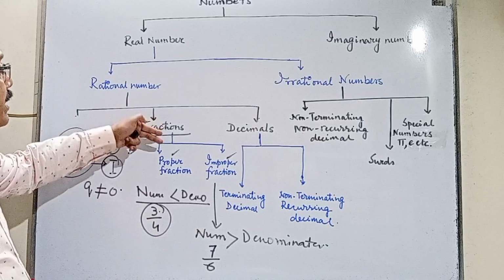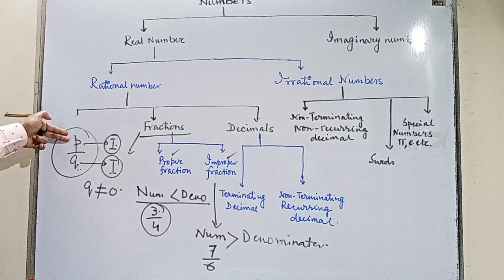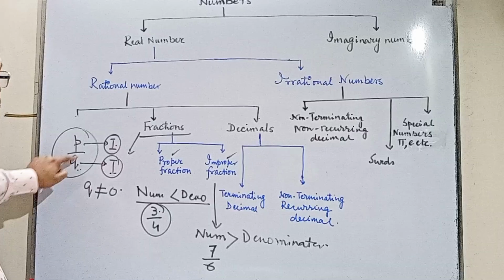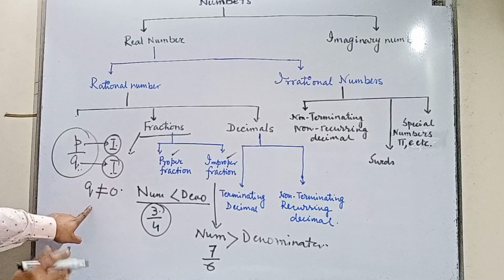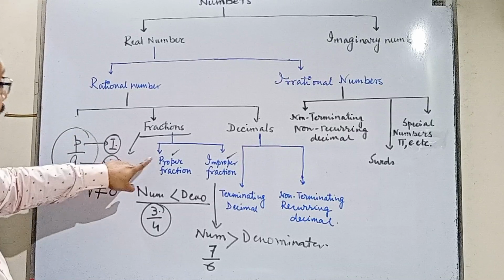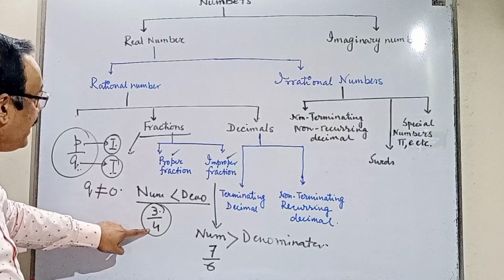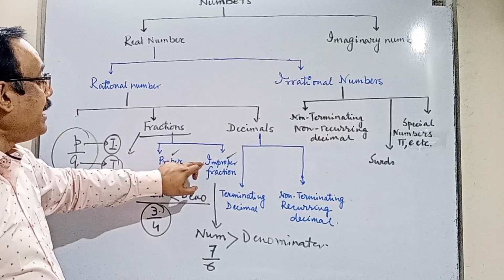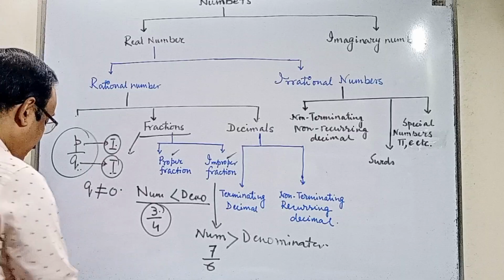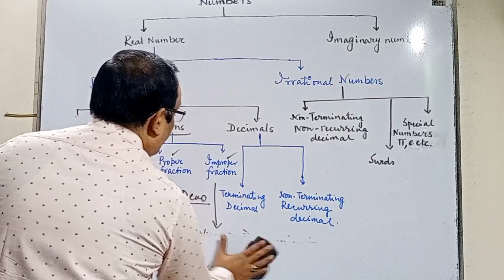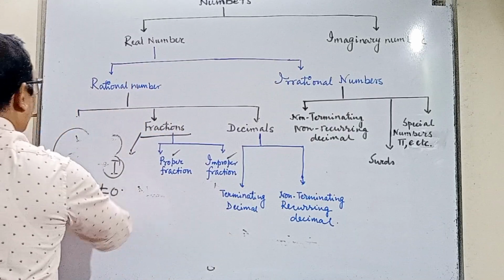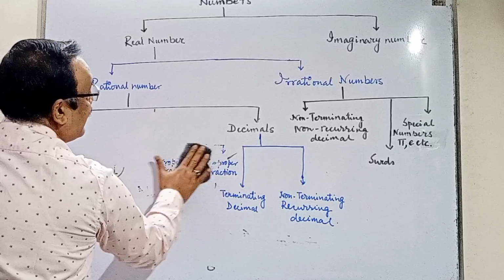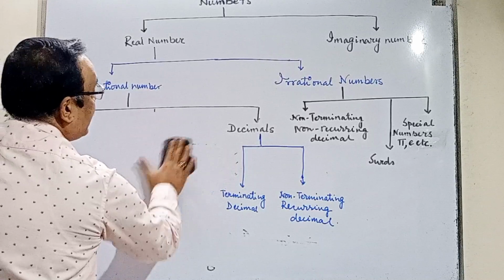So fractions are those numbers which are in the form of p by q, where p and q are integers and the denominator q should not be equal to 0. If the numerator is less than the denominator, then it is called a proper fraction. And if the numerator is greater than the denominator, then it is called an improper fraction. So we came to know fractions. Next we go for decimals. What are decimals?